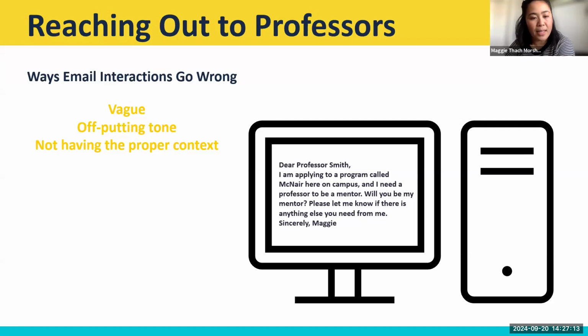Something like, Dear Professor Smith, I am applying to a program called McNair here on campus. I need a professor to be a mentor. Will you be my mentor? Please let me know if there's anything else you need from me. Sincerely, Maggie.